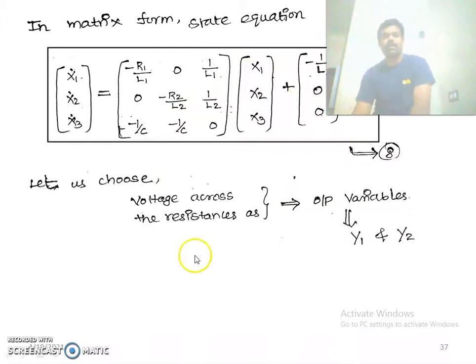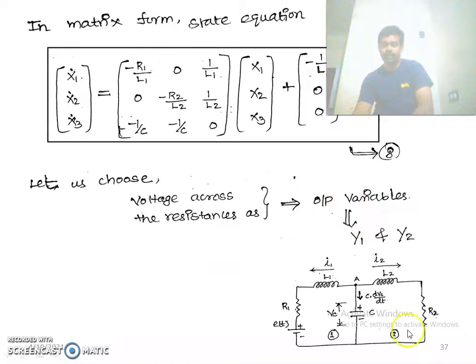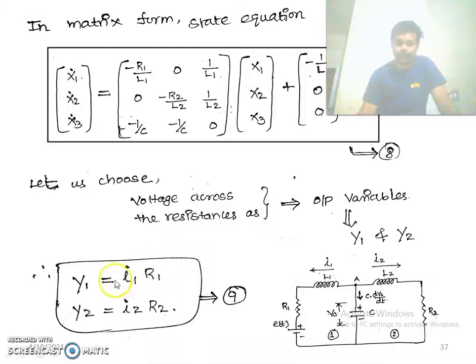Output is nothing but the voltage across the resistance. Here we are taking the output variables as y1 and y2. So the voltage across this resistance R1 and the voltage across this resistance R2 are taken as output variables, and the output variables are y1 and y2.